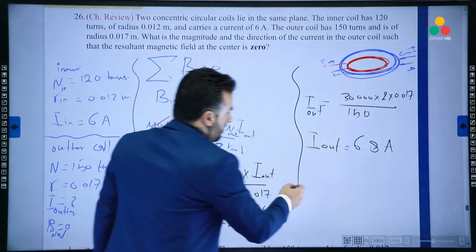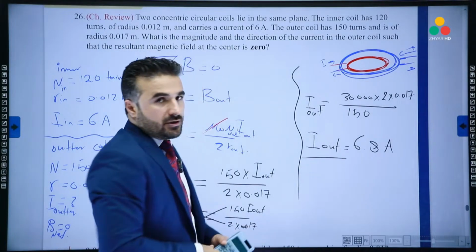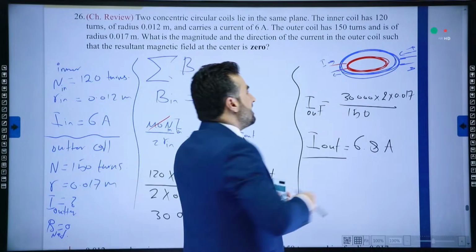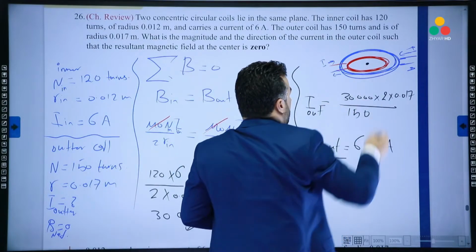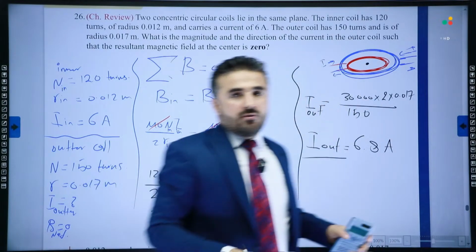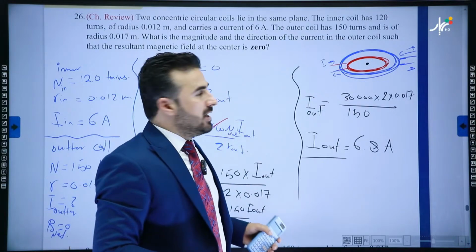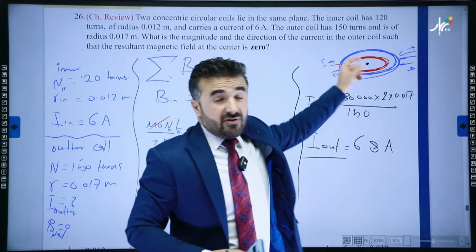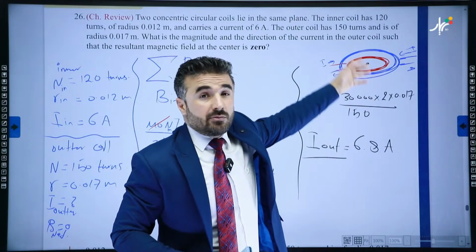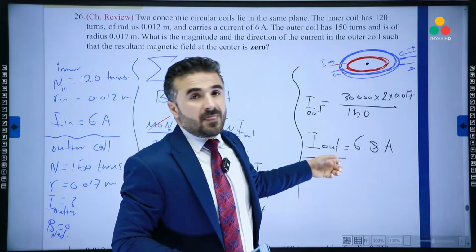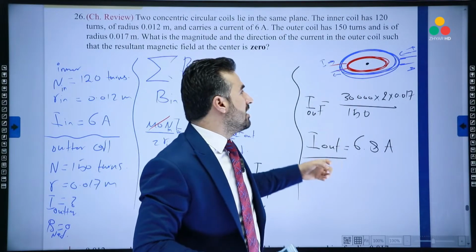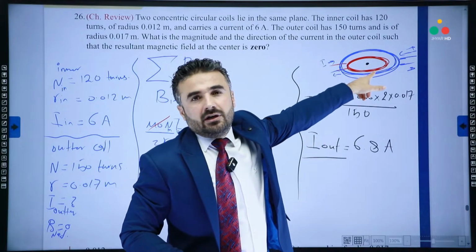But that is for the magnitude. What about for the direction? Because the magnetic field at this point here is 0, we don't know which direction it is, whether it is clockwise or counterclockwise, let's say. But because the magnitude of the magnetic field at the center is 0, the direction of this current must be opposite to the direction of the inner coil here.